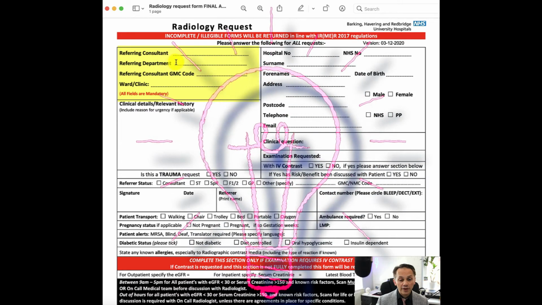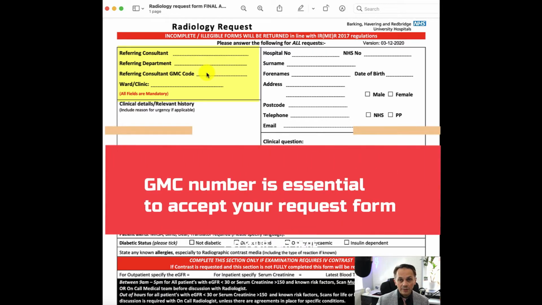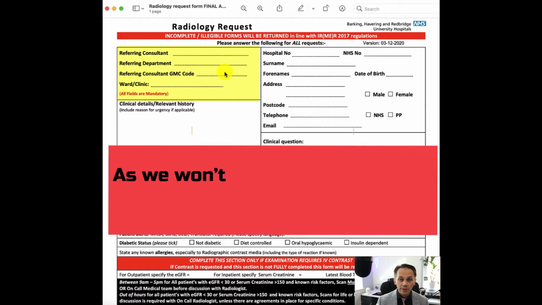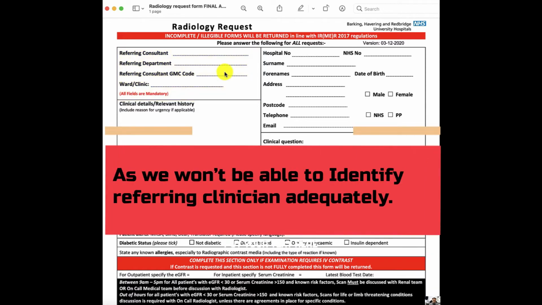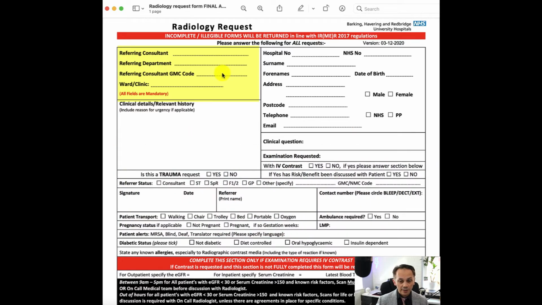We also require the referring department, and it's mandatory now to have the GMC code for the referring consultant. Unfortunately, once we implement this radiology request form, any request form that hasn't got a GMC number for the referring consultant will be returned because it will be considered an incomplete request form. So it's mandatory now to add the referring consultant's GMC number. It's also important to highlight which clinic or ward this patient referral is coming from.